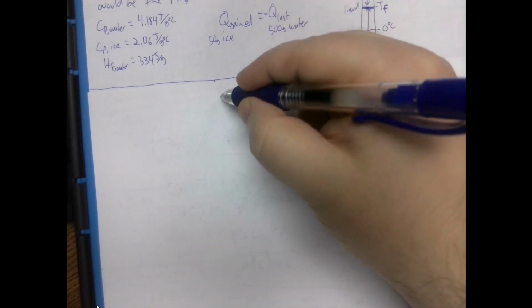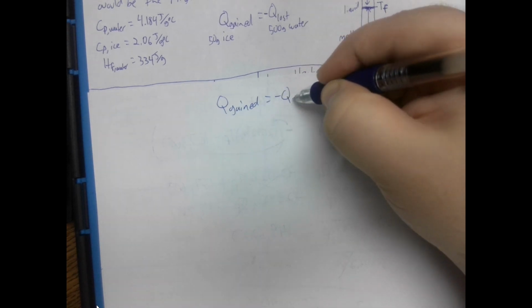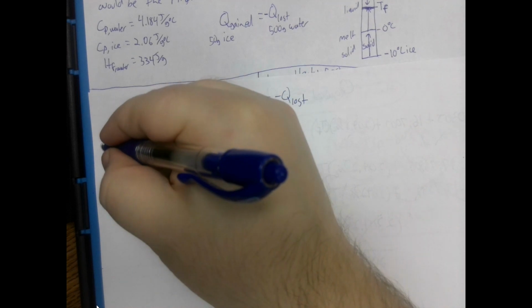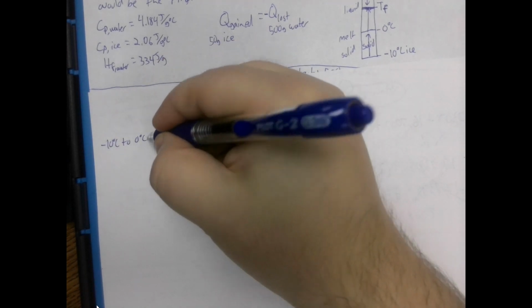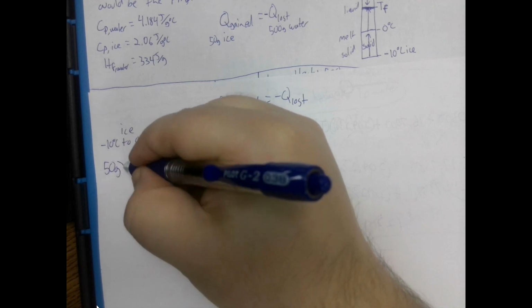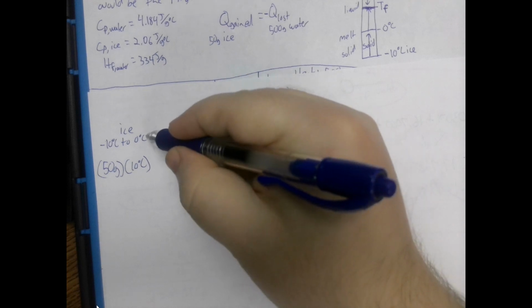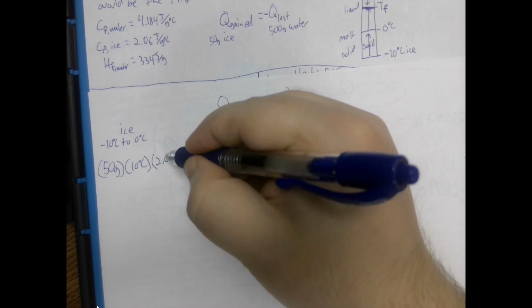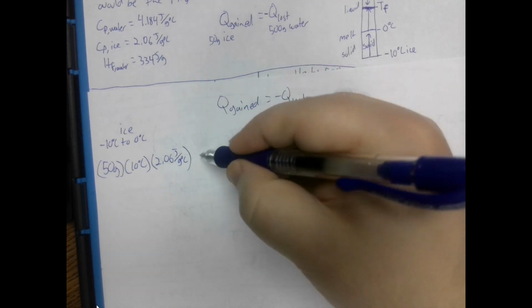So we start out with Q gained equals negative Q lost. And I know that I'm going to go from negative 10 degrees Celsius to 0 degrees Celsius. This would be for the ice. So I would plug in 50 grams. This is a change of temperature of 10 degrees Celsius. For ice, I'd use 2.06 joules per gram degree Celsius.